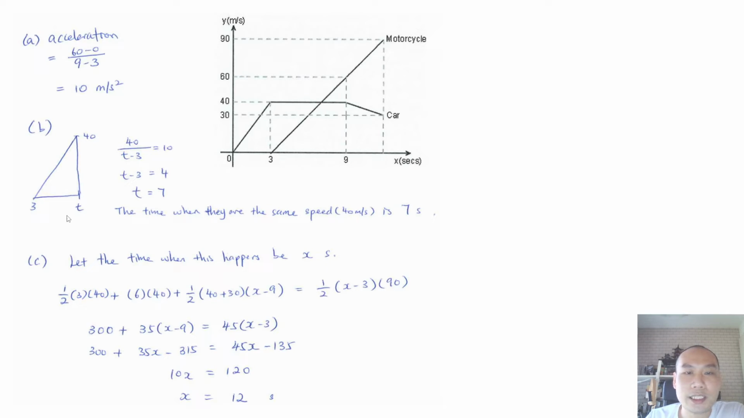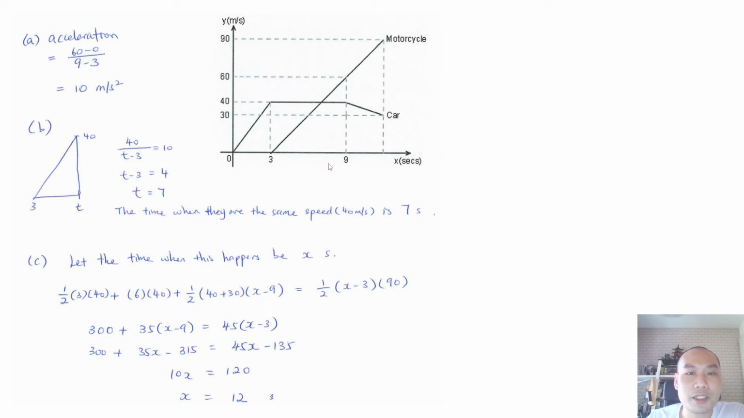I actually sketched out this motorcycle portion, the triangle, to help us visualize. I'm just going to do the gradient in this case, right? Because the acceleration is constant throughout. By making use of the gradient, the smaller triangle up to 40, the rise is 40, right? The run is going to be the time that we want to find. So let's call it t minus 3. And this equals 10. From here, we can work out that the time is actually 7.